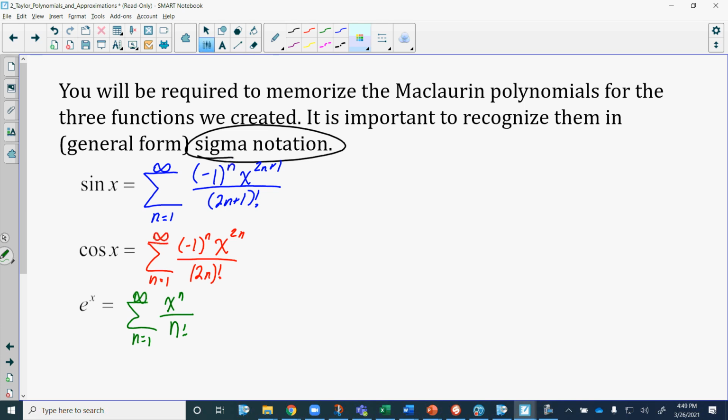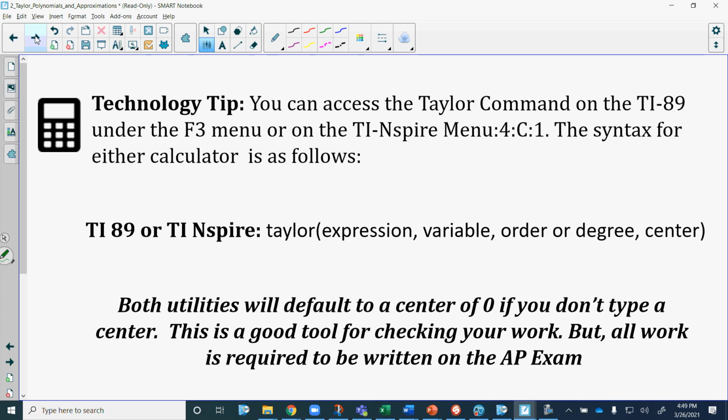And so those are our three Maclaurin polynomials for sine, cosine, and e to the x in the form of a series. So make sure that you remember those when you see them.